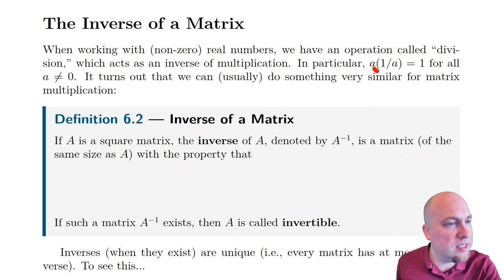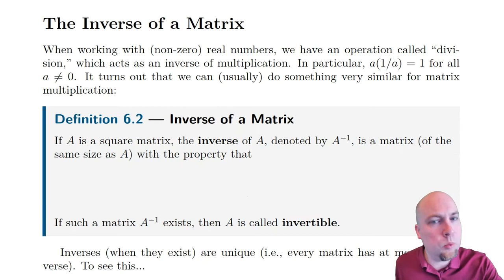There's this number 1 divided by A that has this magical property. If you multiply these together, you get the number 1. And that works as long as your number A, of course, is not 0. If it's 0, there's no hope of doing this. You can't divide by 0. You can't sort of undo multiplication by 0.